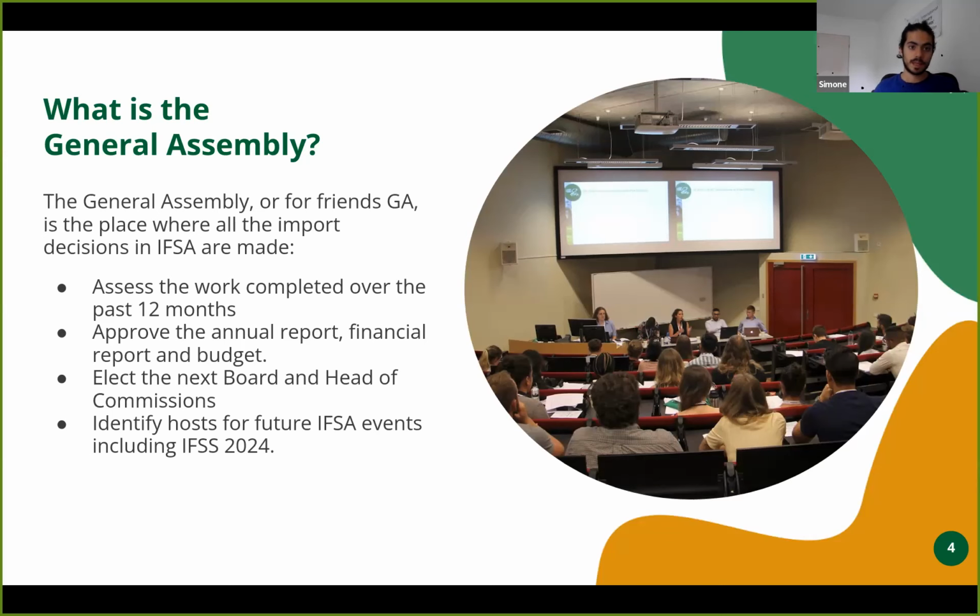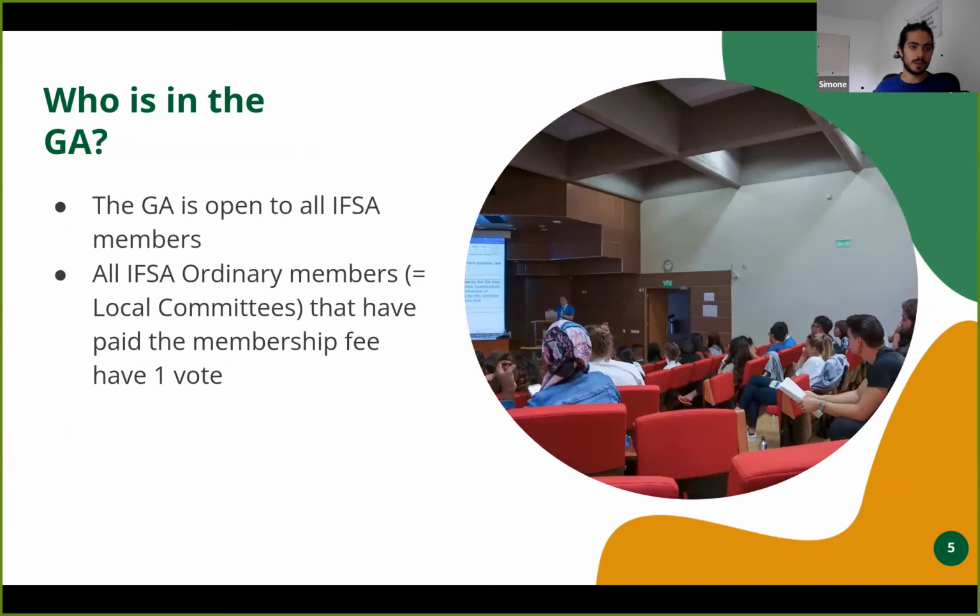And who is in the GA? I think that's the other important question. All IFSA members are welcome to attend the GA, and every LC has one vote. So it's basically the assembly of every LC, which are the members of IFSA, technically the ones that have the power to take decisions, that meet together and decide what to do at IFSA for the next year. It's a crucial moment for IFSA to have everything working properly.